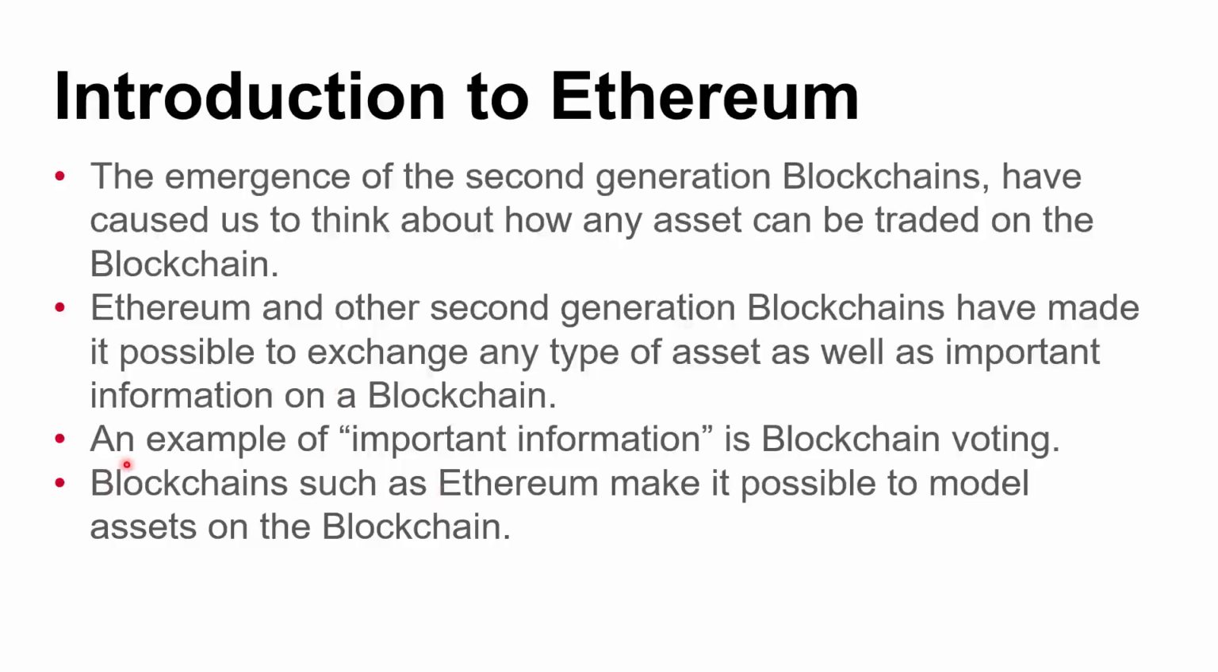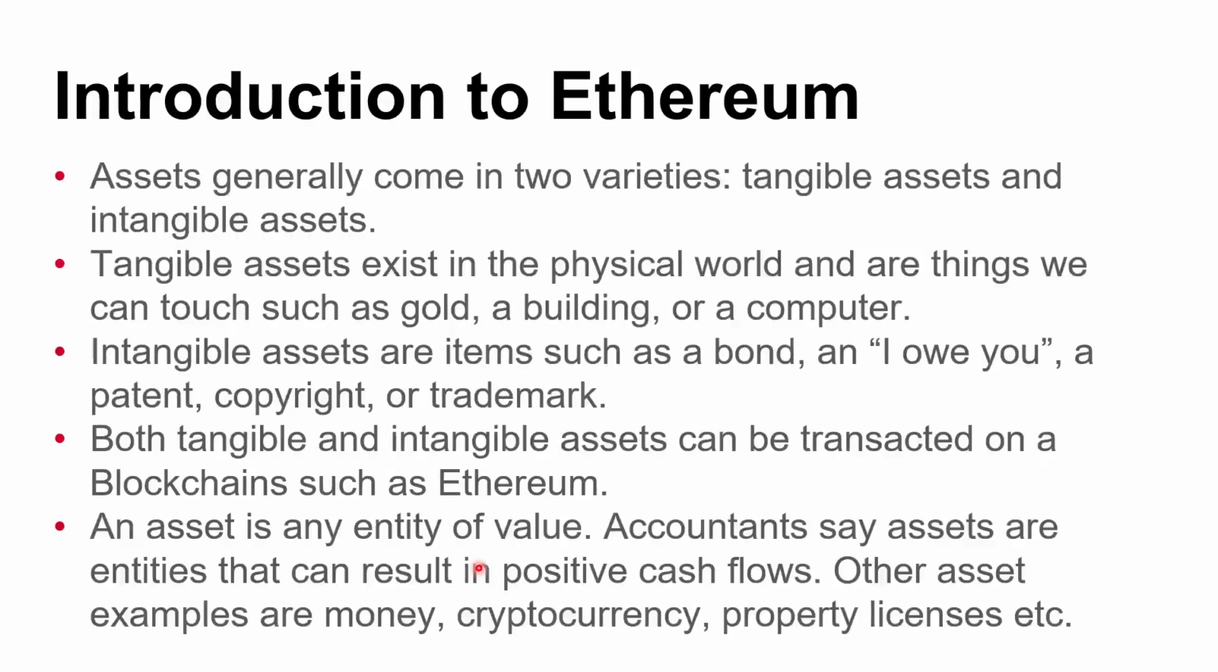An example of important information is blockchain voting. So important information can be an asset. And we can also describe real world assets as well. Blockchains such as Ethereum make it possible to model assets on a blockchain. If we wanted to transact on an automobile, we could have the VIN, or the vehicle identification number, as one asset, possibly the color, the year, the make of the car. So we are modeling that asset for a smart contract to conduct commerce on the blockchain.